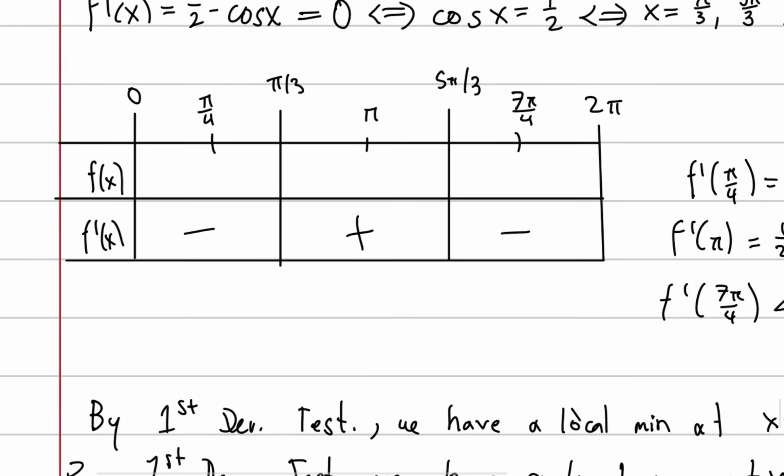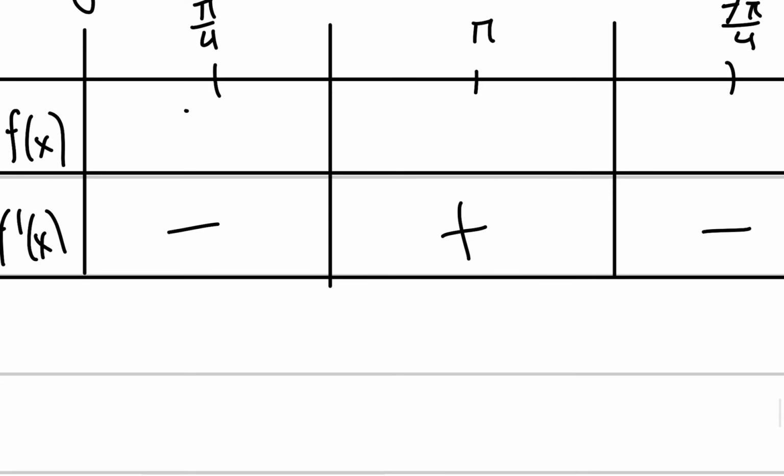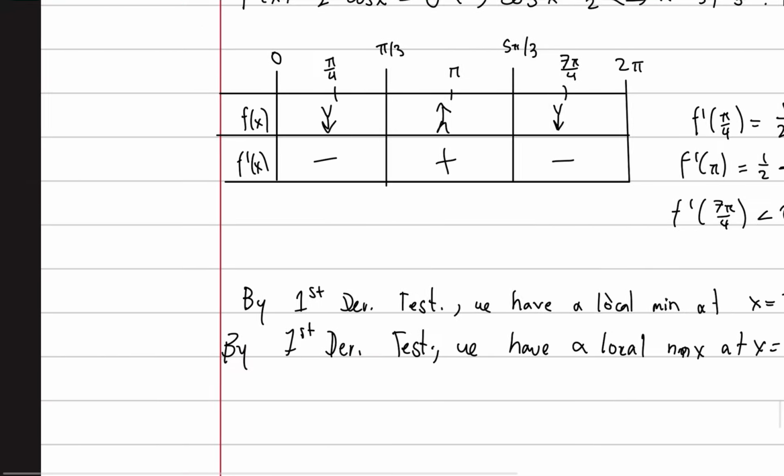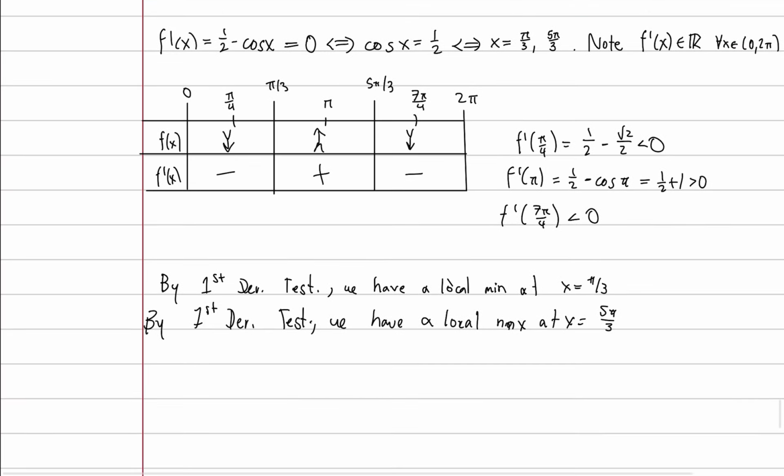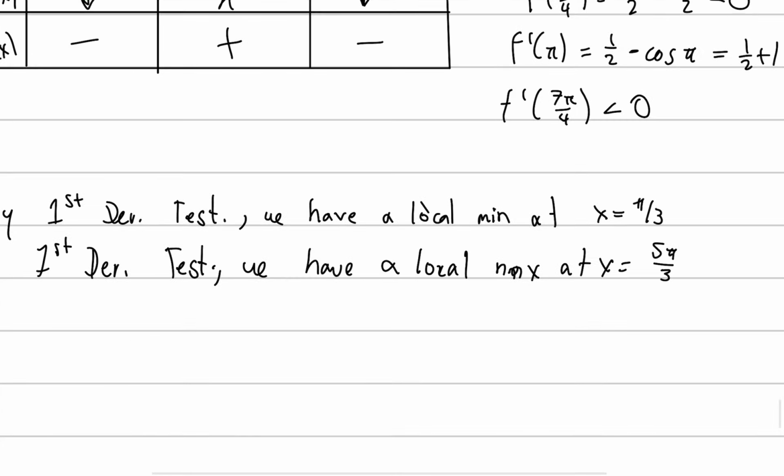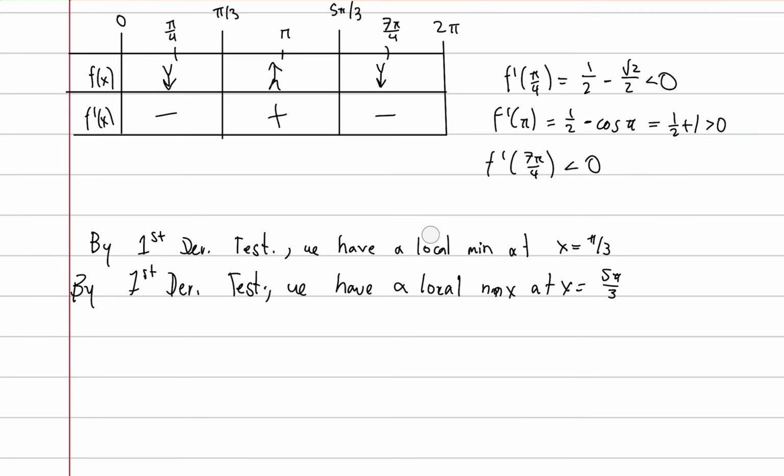So what does this mean? Well, by the theorem we proved at the beginning, f is decreasing here, f is increasing here, and f is decreasing here. And finally, when we're looking for local max and local min, by the first derivative test, we have a local minimum at x equals pi over 3 because f prime changes sign from negative to positive, which is the same as saying f changes monotonicity from decreasing to increasing. And by the first derivative test, we have a local max at x equals 5 pi over 3 because f prime changes sign from positive to negative there.